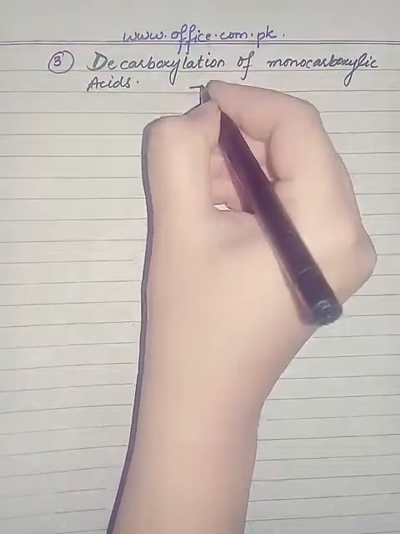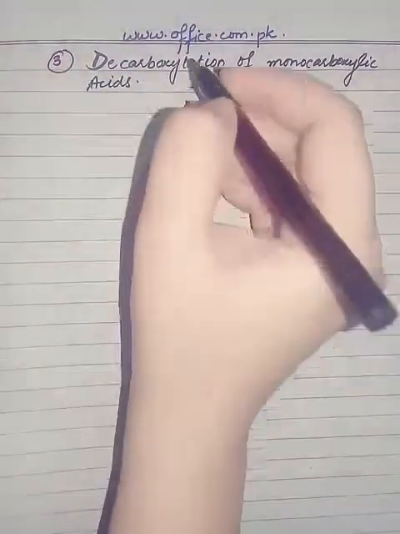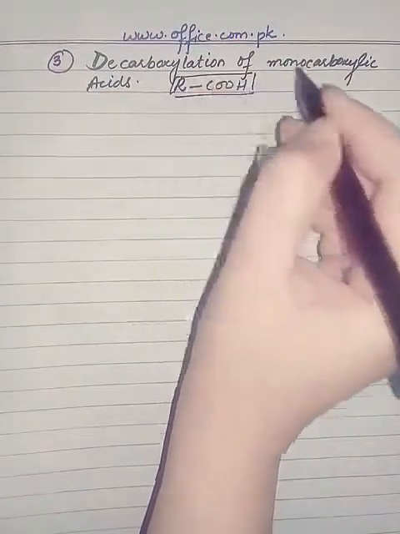Dear students, we are studying the methods of preparation of alkanes, and the third method is decarboxylation of monocarboxylic acid. Monocarboxylic acids are those in which there is only one carboxyl group. Carboxyl group, as you all know, is COOH. Whenever it is added to any alkyl group, it becomes the particular acid of that alkane.